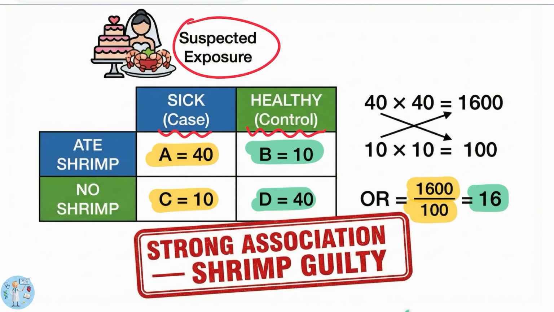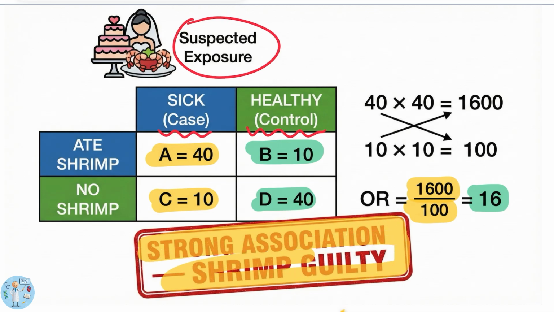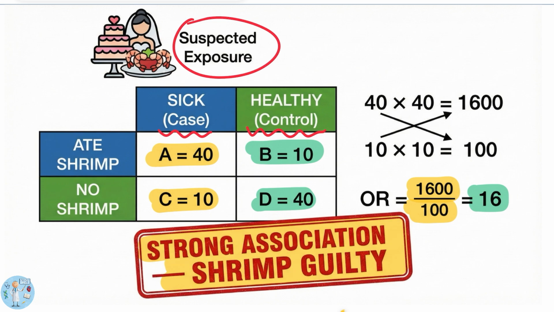And just look at that result through the rule of 1. It is overwhelmingly greater than 1. So what's the clinical translation? It's immediate and it's powerful. The odds of having eaten the shrimp cocktail were 16 times higher in the sick people than they were in the healthy people. The shrimp is guilty. That's the speed and specificity the odds ratio gives you.